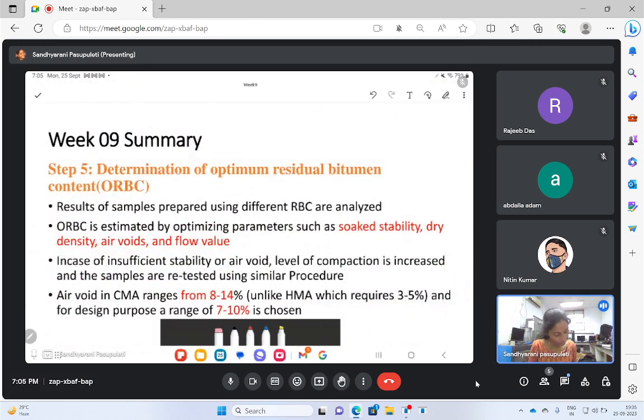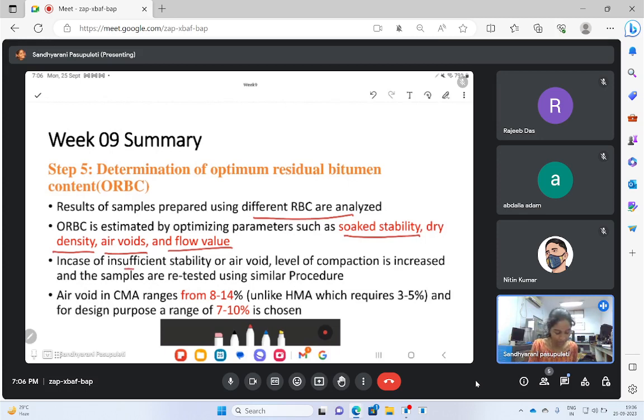So what are those criteria? Now we have all the stability values with all RBCs. So what is estimated with this optimum residual bitumen content? One is soaked stability, dry density, air voids and flow values. Just like the volumetrics we have for hot mix asphalt, where VMA, VFB and air voids and unit weight, here we have to consider the soaked stability, dry density, air voids and flow value.